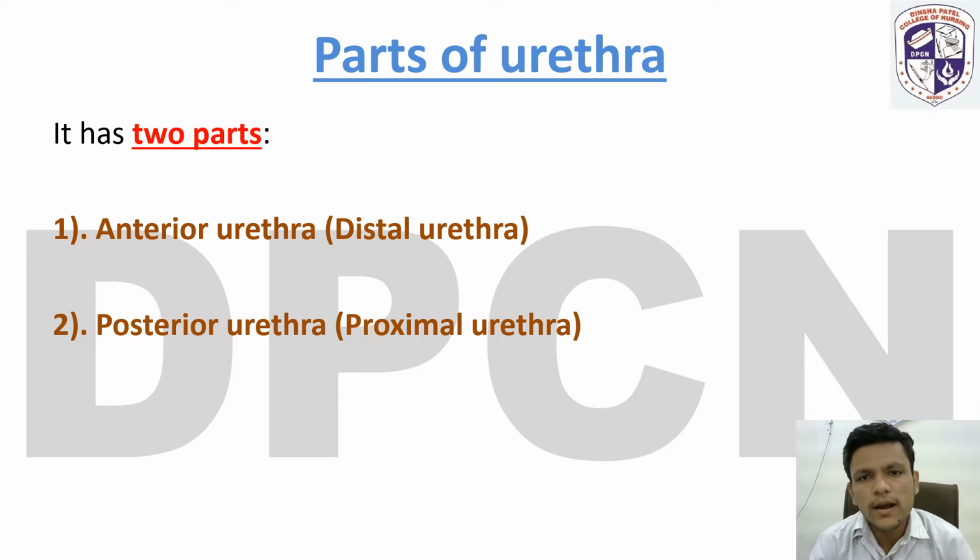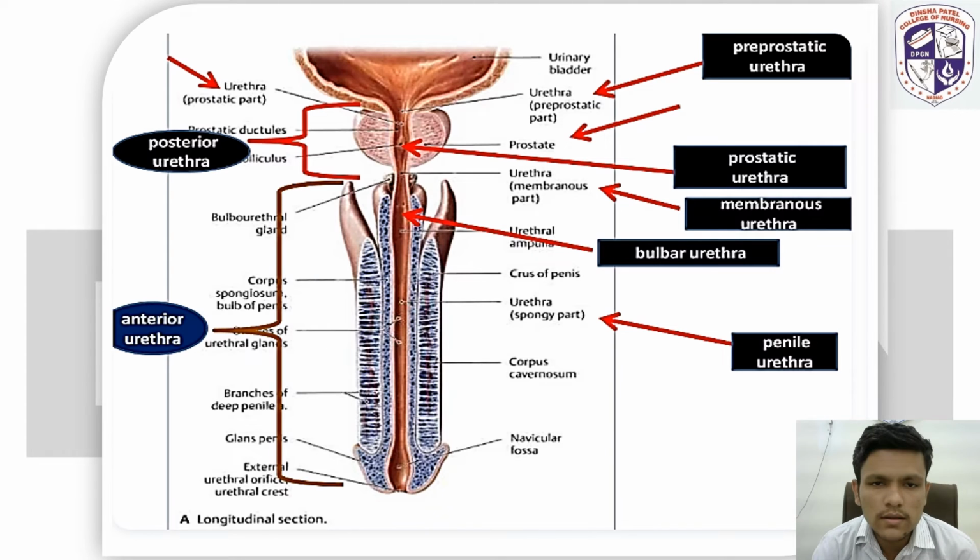Next, parts of the urethra. It has mainly two parts, common in male and female. First, the anterior urethra, also known as the distal urethra. Second, the posterior urethra, also known as the proximal urethra. This is the picture of the parts of the urethra.